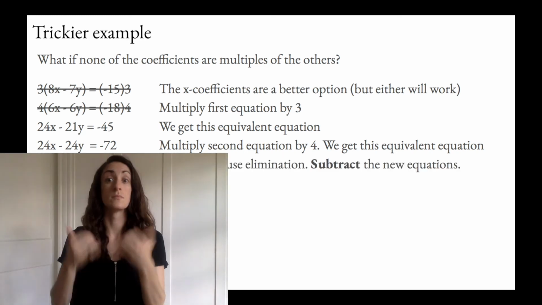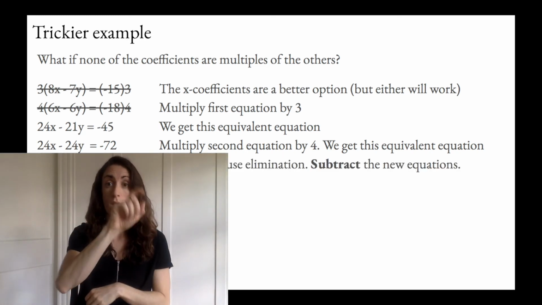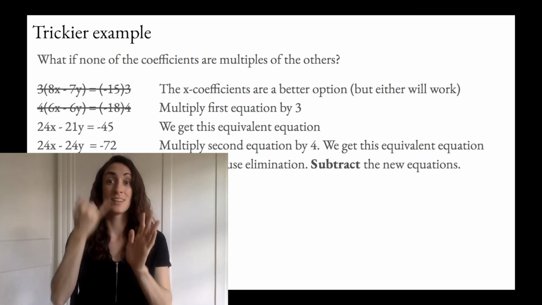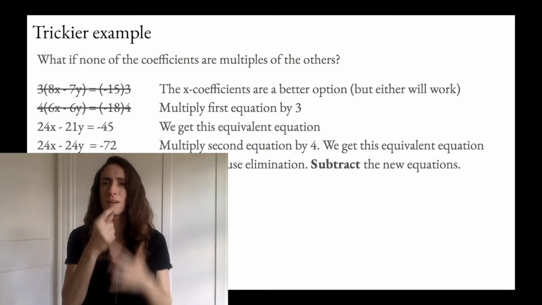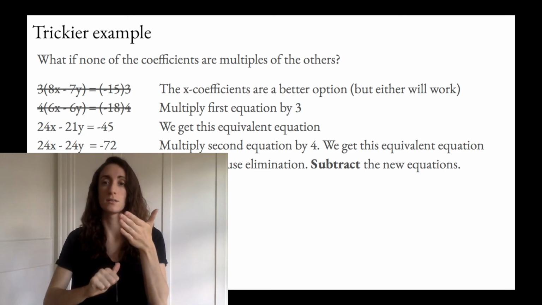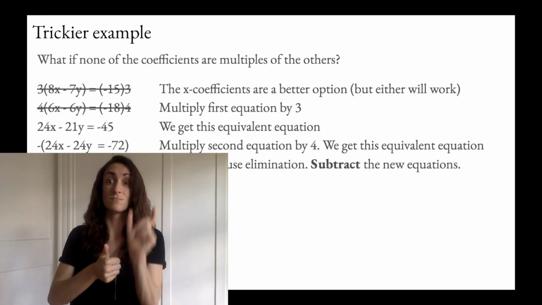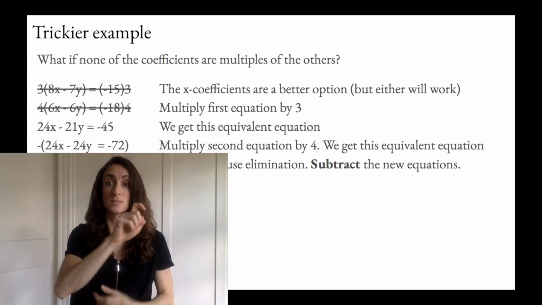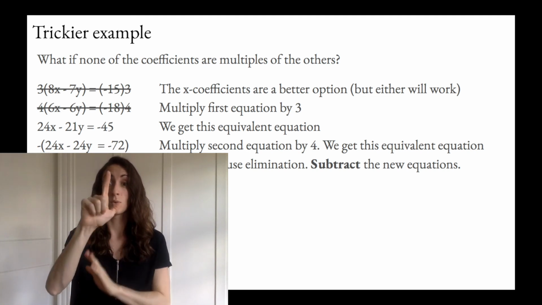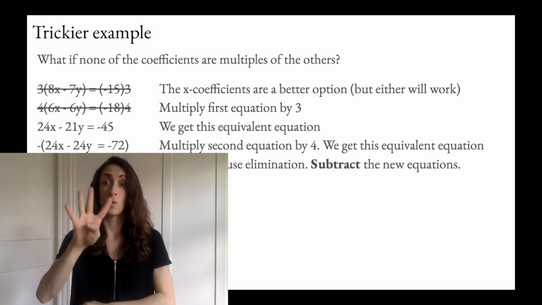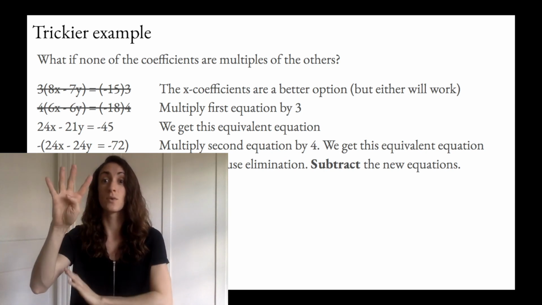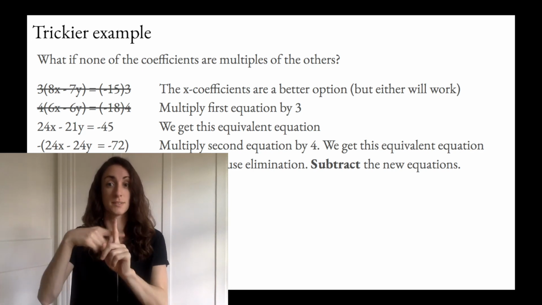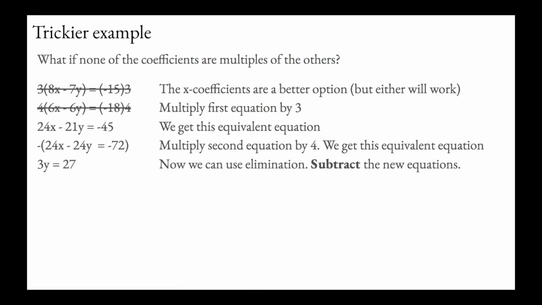They're equivalent. And, more importantly, they both have a term of 24x, which makes them a great candidate for the elimination method. So now we've got these two new equations. Both of them have a term of 24x. And you notice these are not opposites. They're both positive. So if we add these equations, we're going to get 48x, when what we really want is for the x term to disappear. So what we need to do is subtract one equation from the other. And that means that each term is going to be subtracted. So 24x minus 24x is 0. Negative 21y minus negative 24y is 3y. And negative 45 minus negative 72 is 27. Be careful with those double negatives, and remember that subtracting a negative is the same thing as adding.